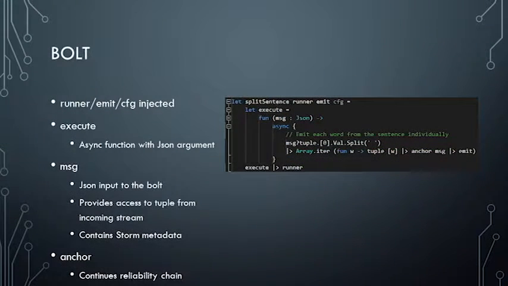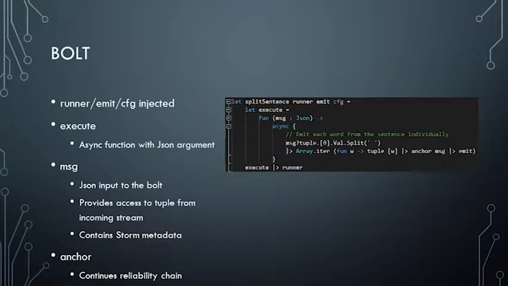So here we see a bolt. So the bolt takes three arguments: runner, emit, and config, all very similar to a spout. The asynchronous function for a bolt takes in an argument, which is a JSON message, and obviously that JSON message is the input to the bolt. So through this message, we can access the tuple that was coming out of the previous component, as well as some metadata that I mentioned earlier, like what component the tuple is coming from and what stream the tuple was received on. So that can be handy in telling where the data is coming from.